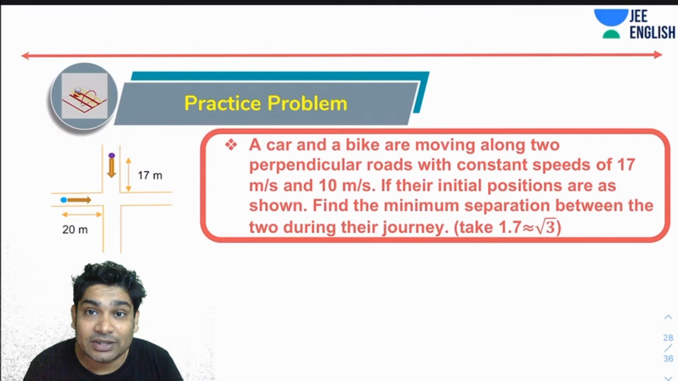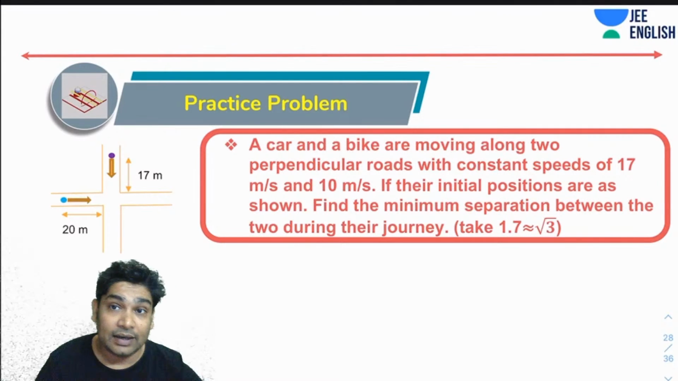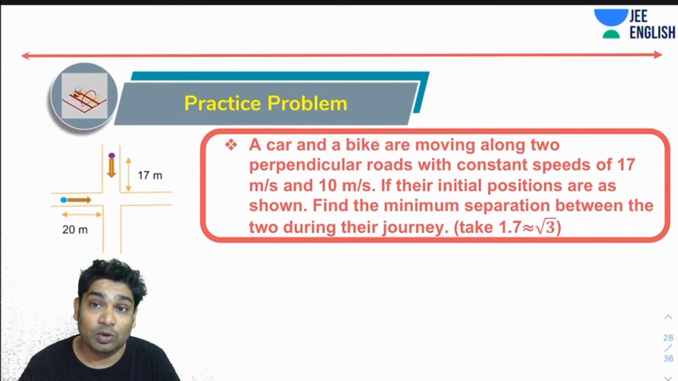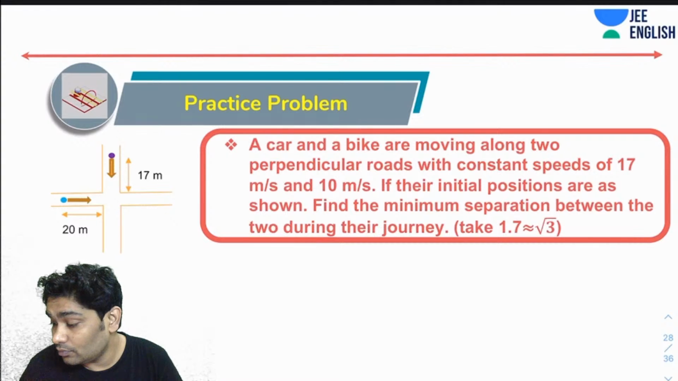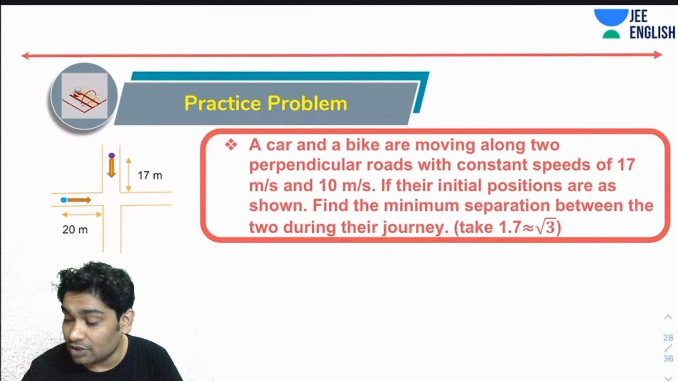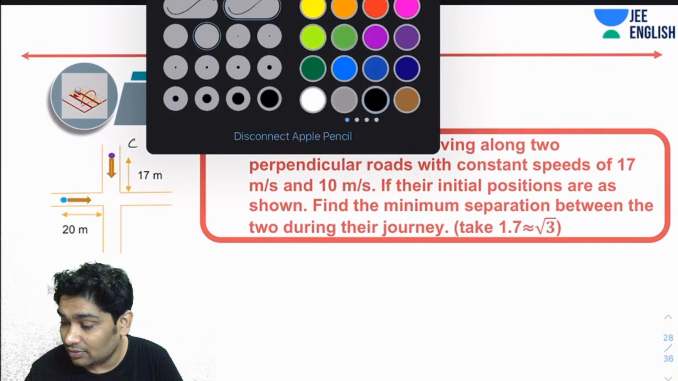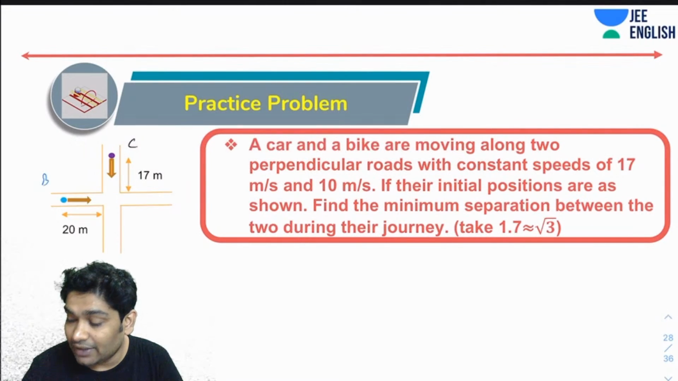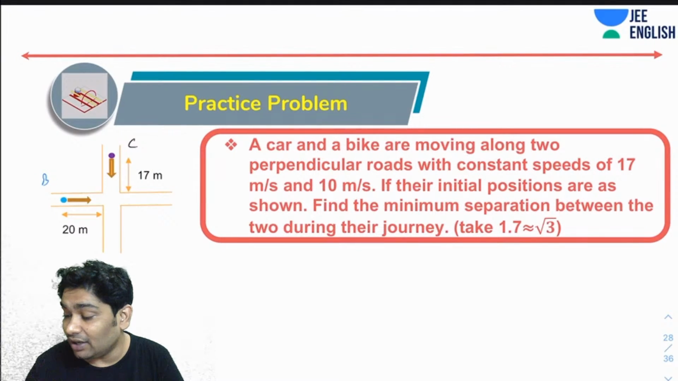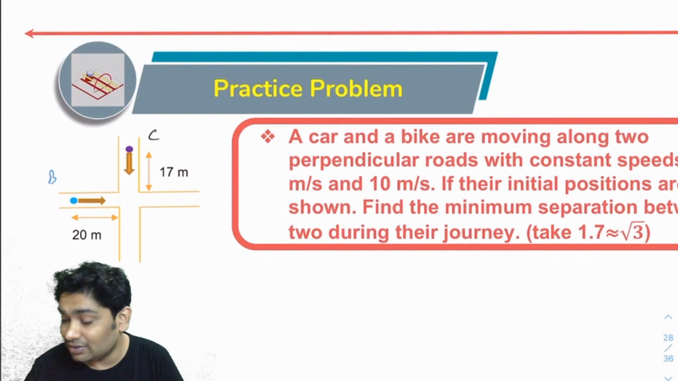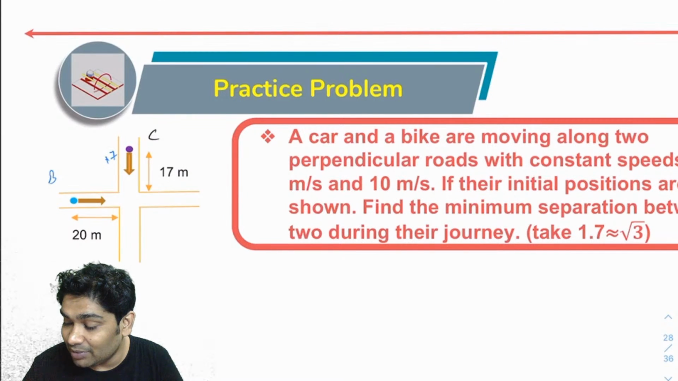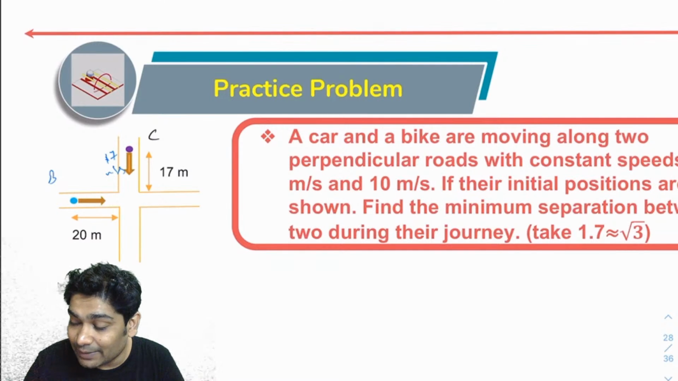So I hope the diagram is clear to you. You have a car and a bike which are moving along two perpendicular roads as shown. All right, so this is your car. It is moving like this. This is your bike. The bike is moving like this. The speed of the car is 17 meter per second. Car is moving with 17 meter per second. The bike is moving with 10 meter per second.